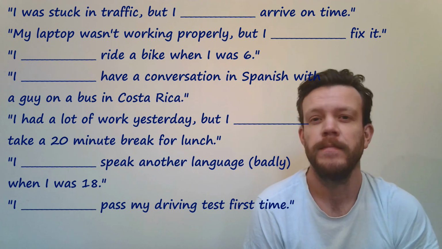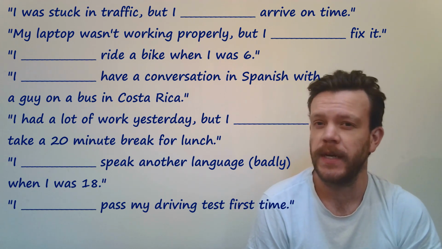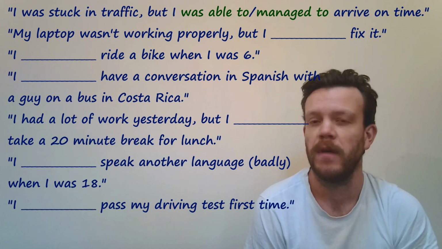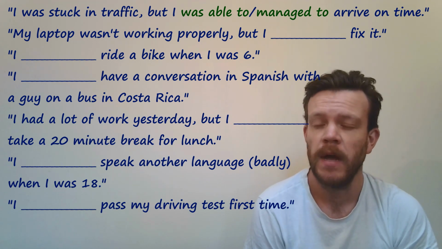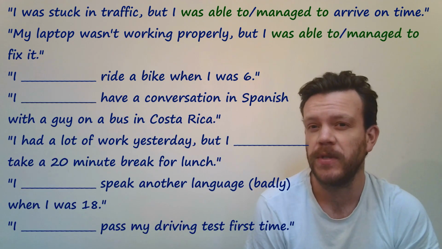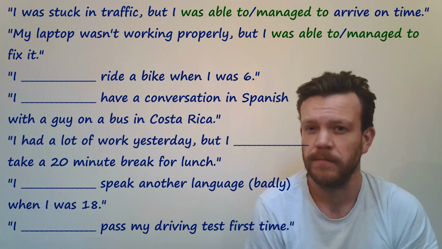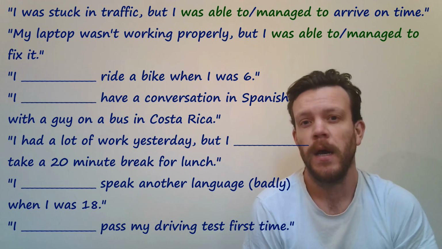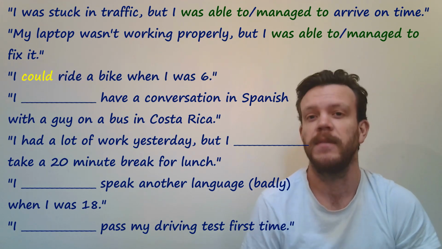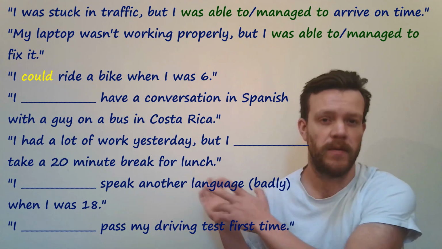And well done. If you said: I was stuck in traffic, but I was able to, or managed to, arrive on time. My laptop wasn't working properly, but I was able to, or managed to, fix it. I could ride a bike when I was 6. That's a general ability for when I was 6.